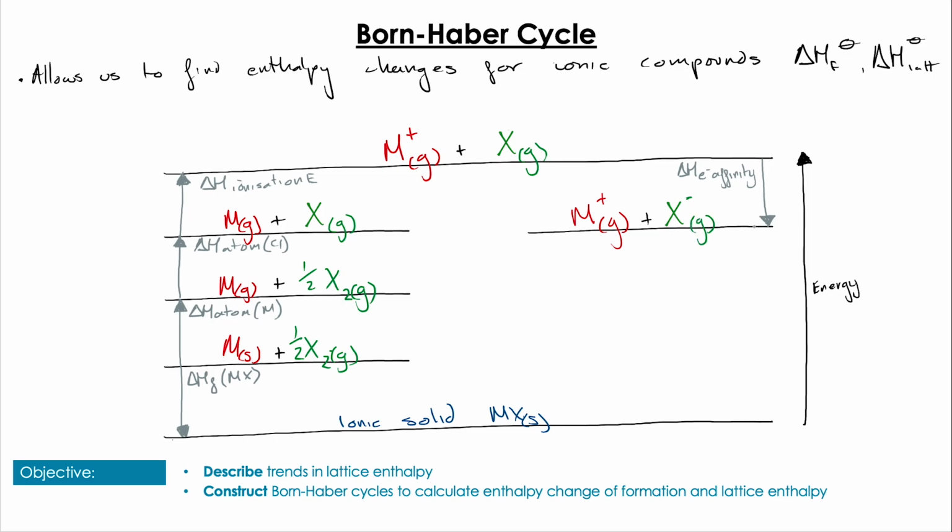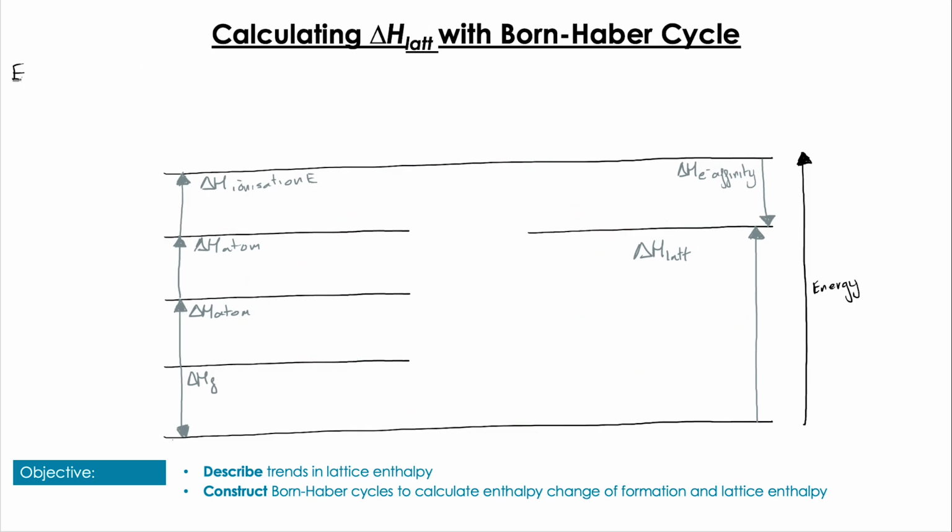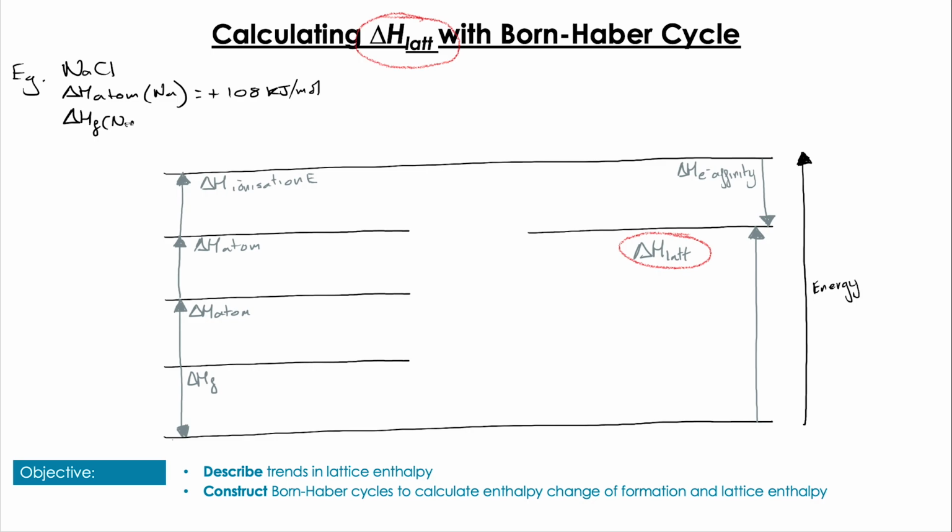So the change that is left, that's going from ionic solid to the gaseous ions, is the aforementioned lattice enthalpy, which we can say is kind of analogous to the bond energy of an ionic compound. Let's have a look at an example then, and where we can get these values from if they're not given in the question. So here we're calculating the lattice enthalpy of NaCl. Here I'm going to give us the enthalpy of atomization for Na, and I'm also going to give us the enthalpy of formation for NaCl.